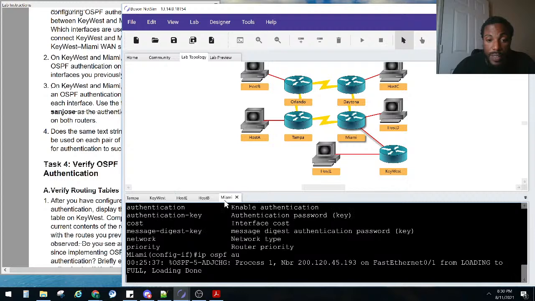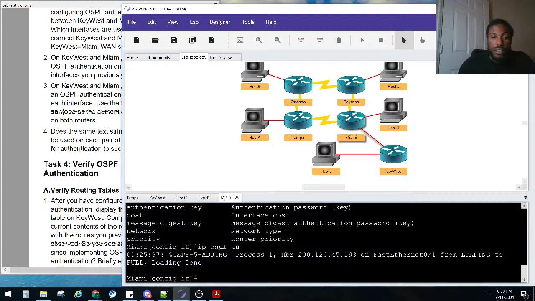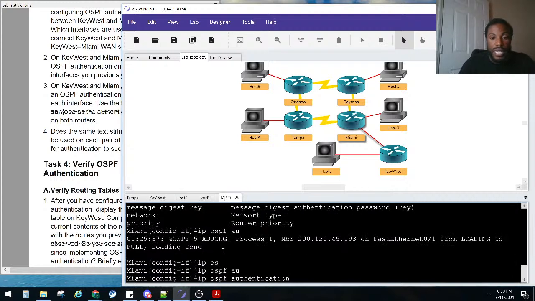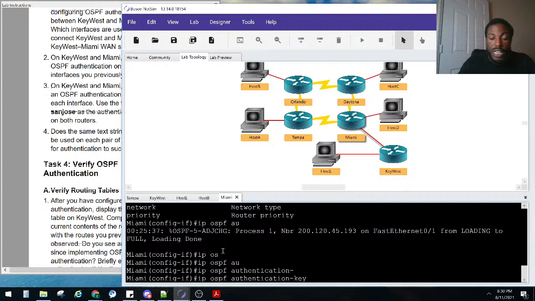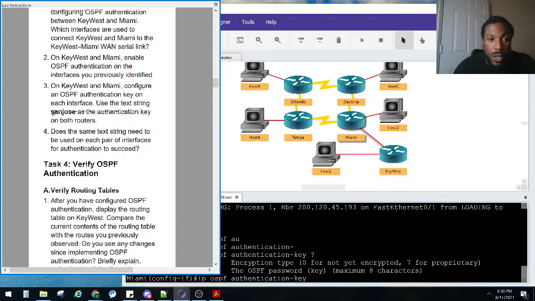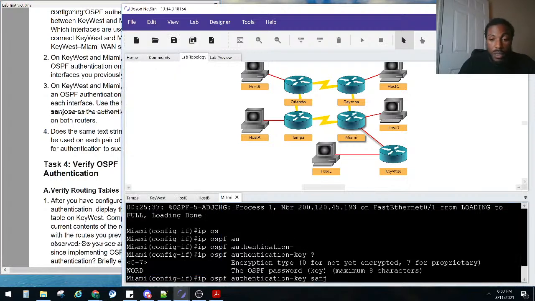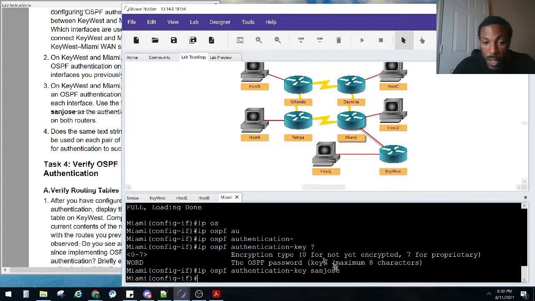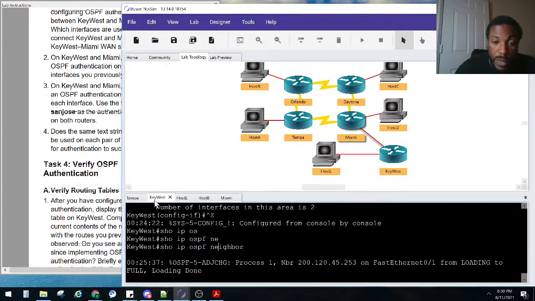So now we put the key. That should tear it down again, I think. Right? Let's see. So IP OSPF authentication-key, right? And then the key they said to use is what? They said San Jose, all lowercase, no space. San Jose. Will that tear down the relationship? We enabled authentication. And then we put in the key, San Jose. Will it tear down? That's what I'm curious to see.